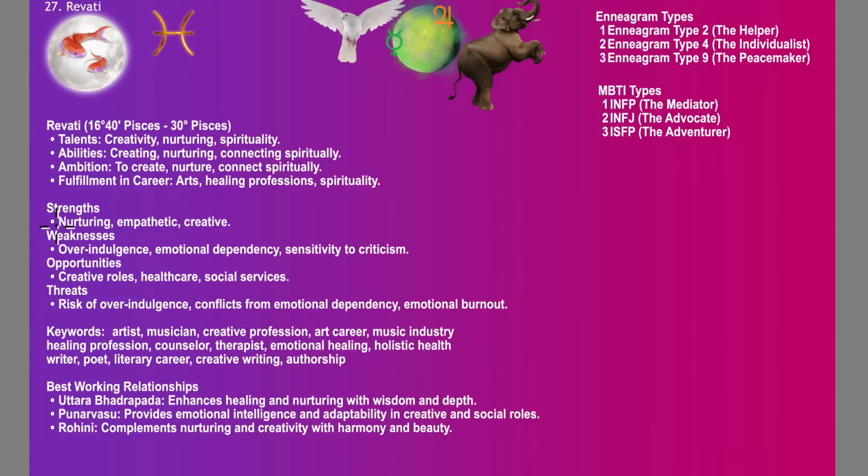Their strengths include being nurturing, empathetic, and creative. Their weaknesses are overindulgence, emotional dependency, and sensitivity to criticism. Highly sensitive to criticism because this is a water sign, emotional body. And both Mercury and Jupiter are involved here somehow. Opportunities are that they are good in creative roles, healthcare, and social services. Pisces. Healthcare, water sign, emotional body, Pisces. I'm just tying in keywords here. Threats are risk of overindulgence, conflicts from emotional dependency, especially not with true companions but with fake ones. Getting into bad relationships is really bad for Revati, which could result in emotional burnout.